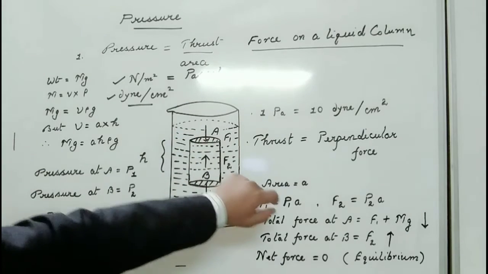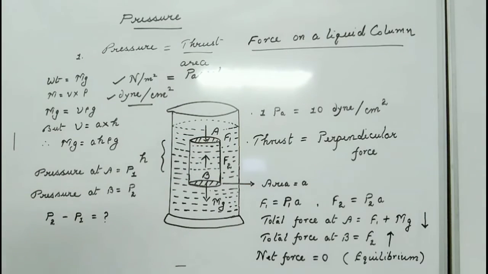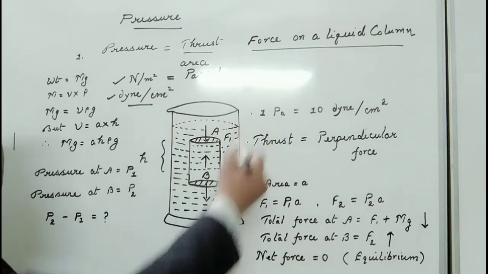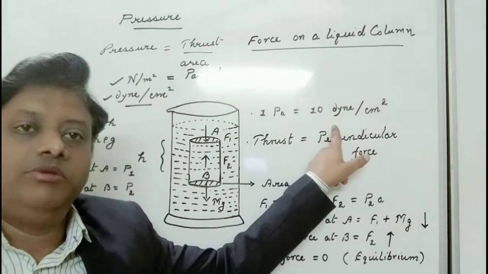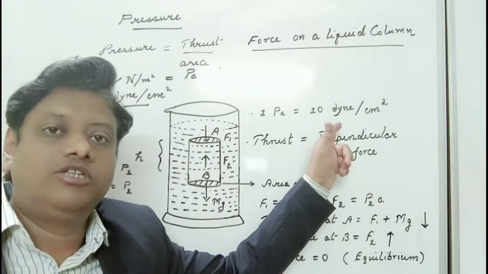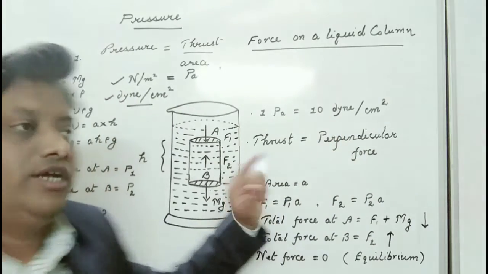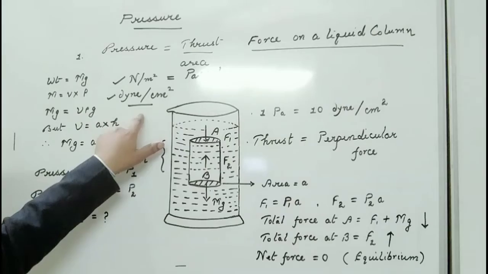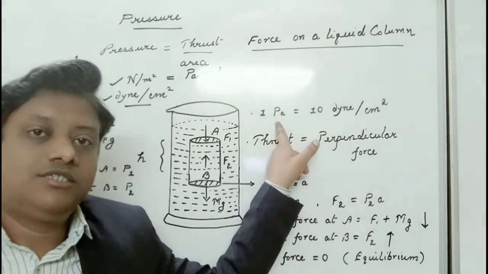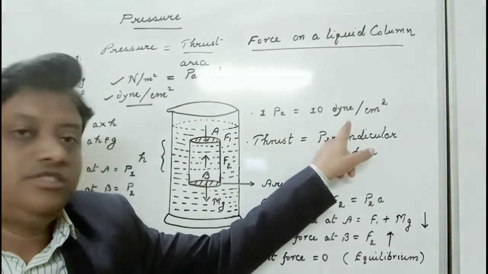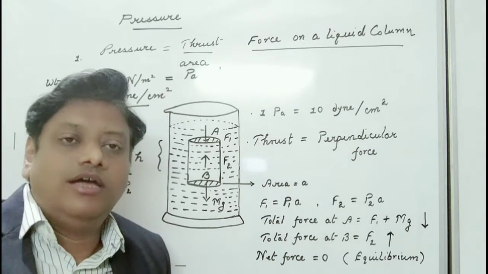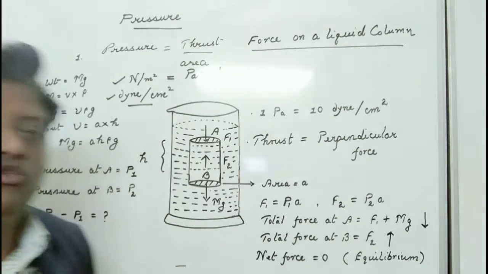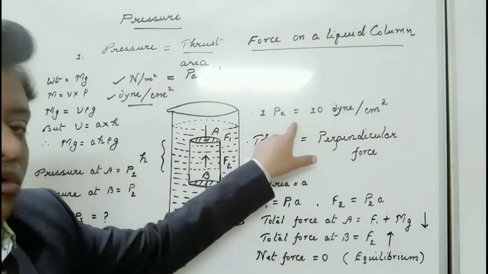Now the relation between the SI unit and the CGS unit. You can see this expression here. I have written 1 Pascal equals 10 dyne per centimeter square. Now dyne per centimeter square is the CGS unit, as we have seen. So 1 Pascal, that is the SI unit, is equal to 10 times the CGS unit. So there is a relation of 10 times between the SI unit and the CGS unit. So this was all about the earlier concepts.